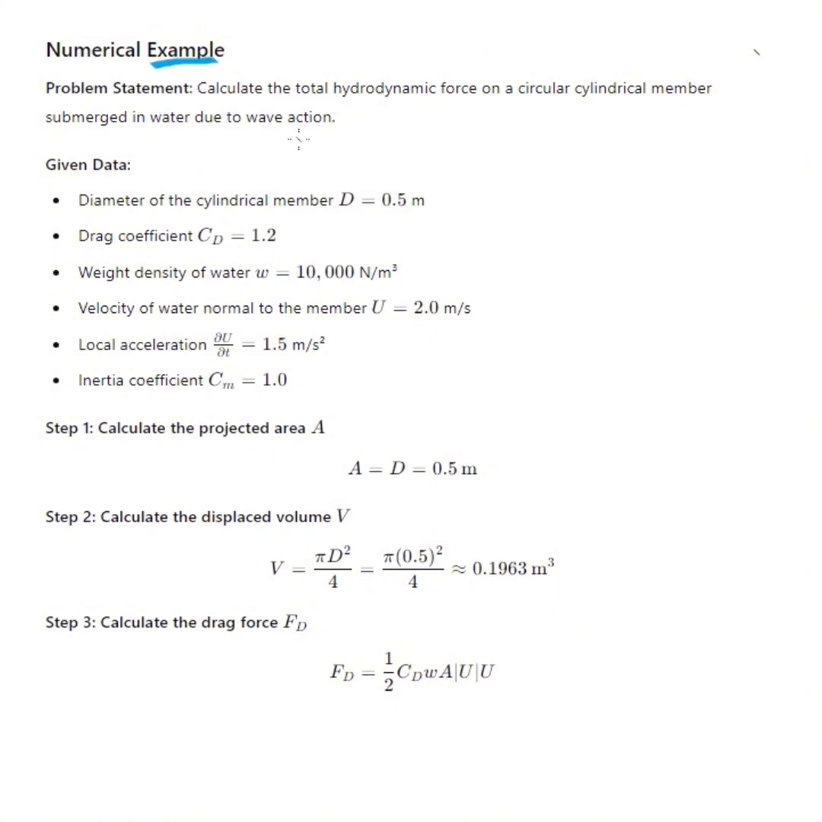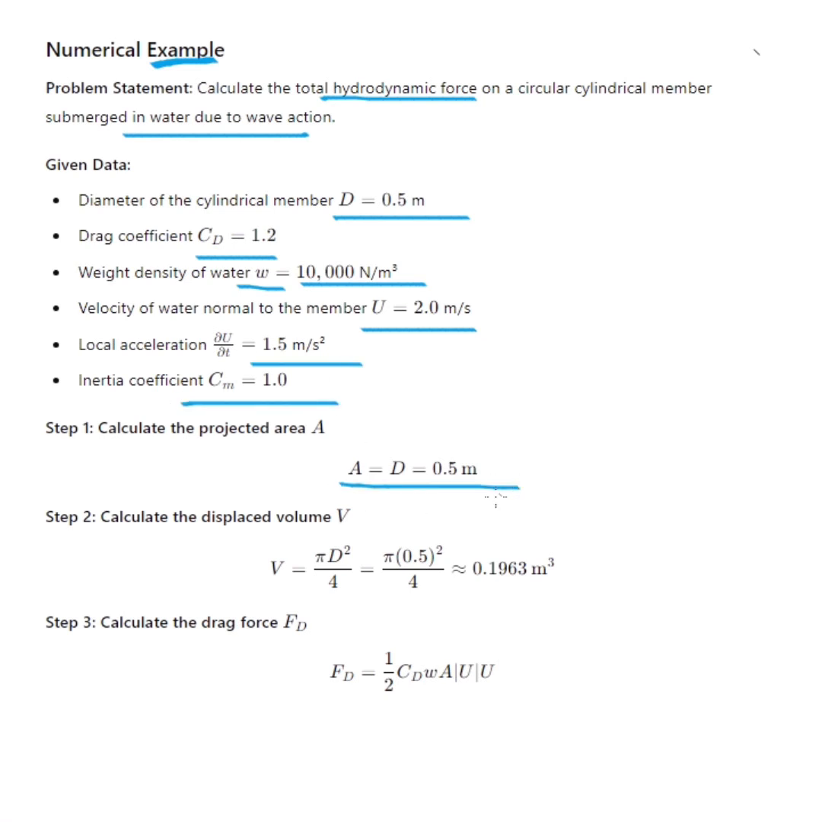Let's see this numerical example. Calculate the total hydrodynamic force on a circular cylindrical member submerged in water due to wave action. Diameter is 0.5 meter, drag coefficient 1.2, weight density is 10,000 Newton per meter cube. Velocity of water normal to the member is 2 meter per second. Local acceleration is 1.5 meter per second square.